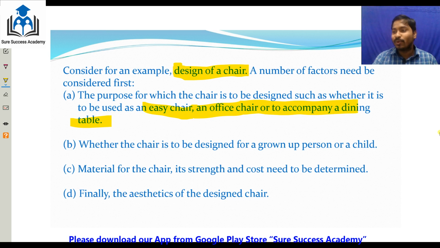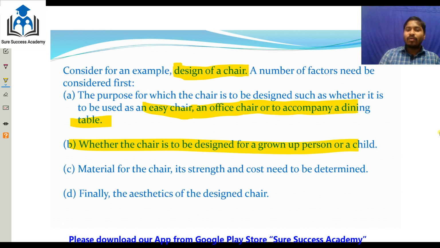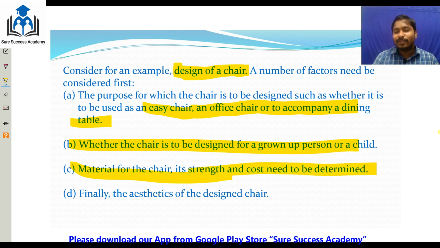First you have to know what your need is. Whether the chair is designed for a grown up person or a child. So in the design you have to know whether it is for adults or children. The strength and cost of the chair need to be determined. If it is for a grown up person, then the strength of the chair should take the load of the person. If it is for children, then it is based on the weight of the children, and that should be carried by the chair.